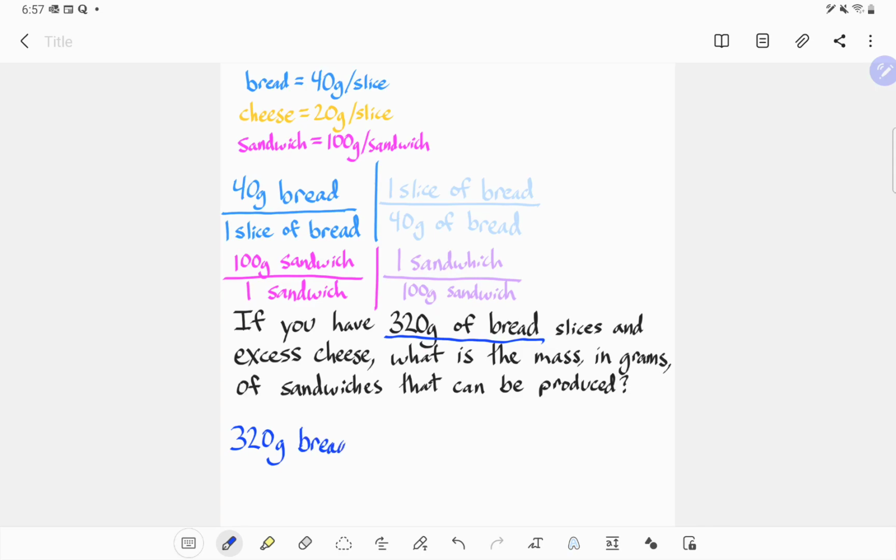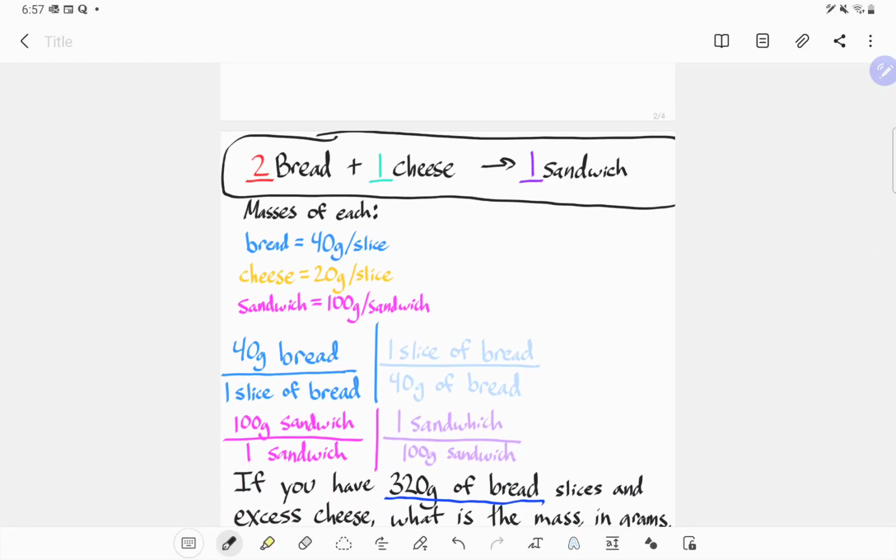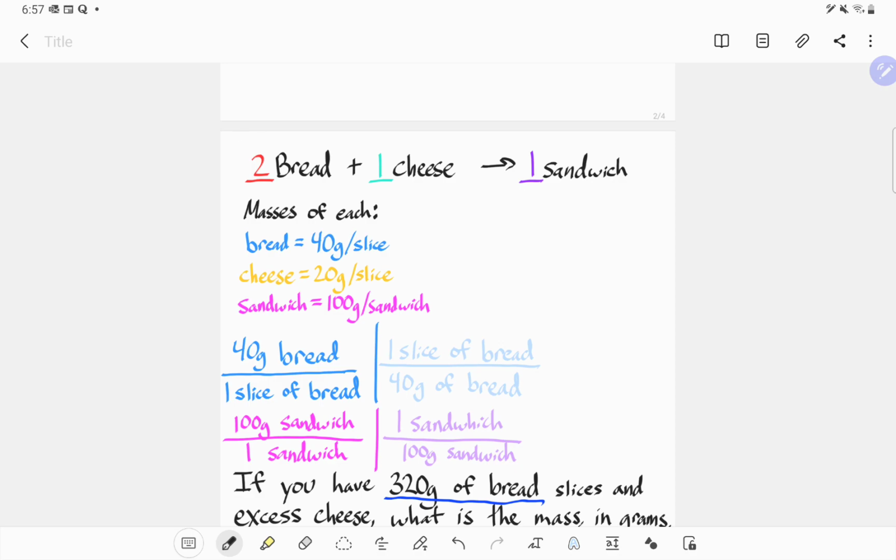Grams of bread. And I need to multiply this by something to cancel out these units of grams of bread, and get to slices of bread. Because this formula that we're given up here is not in grams. This is in slices and total sandwiches. So if I keep it in grams, I can't plug it into this equation and figure out how many sandwiches we get. I need to convert it to the units used inside of this equation, so slices for bread, in order to use this equation to figure out how many sandwiches we get.